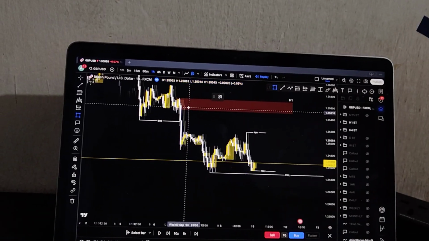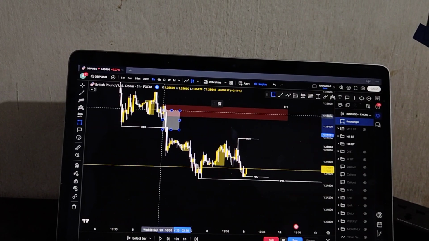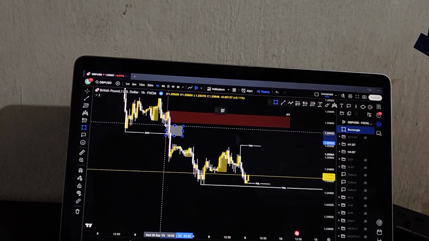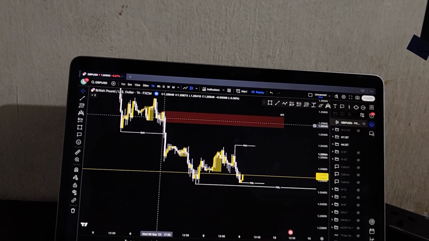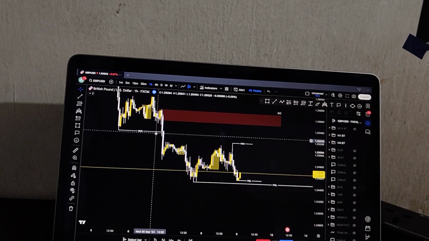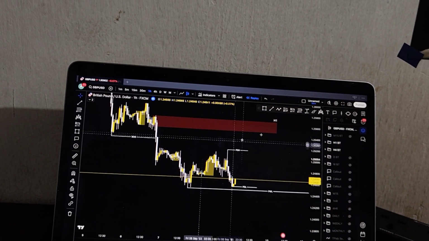This was a strong supply zone because look, it had a fair value gap right here, right? It had a fair value gap. It was with the bias. That means we are looking for sells, and it's a supply zone, and the market is bearish. And also it gave a market structure shift, so it was a very, very good supply zone.